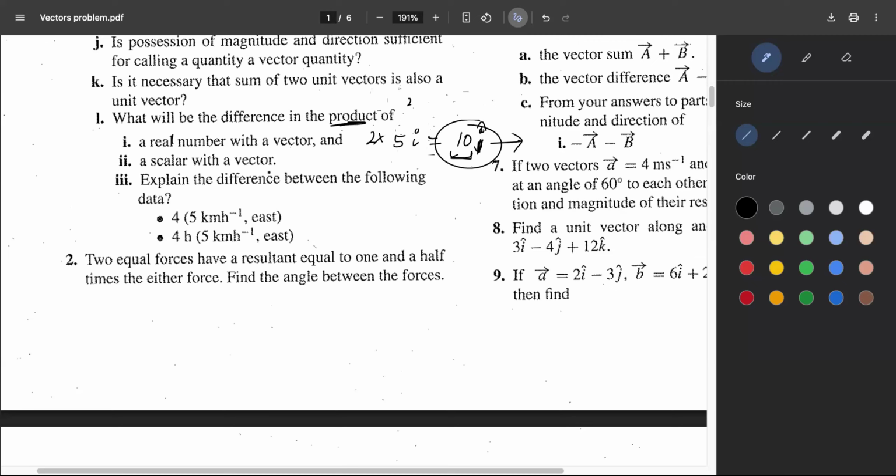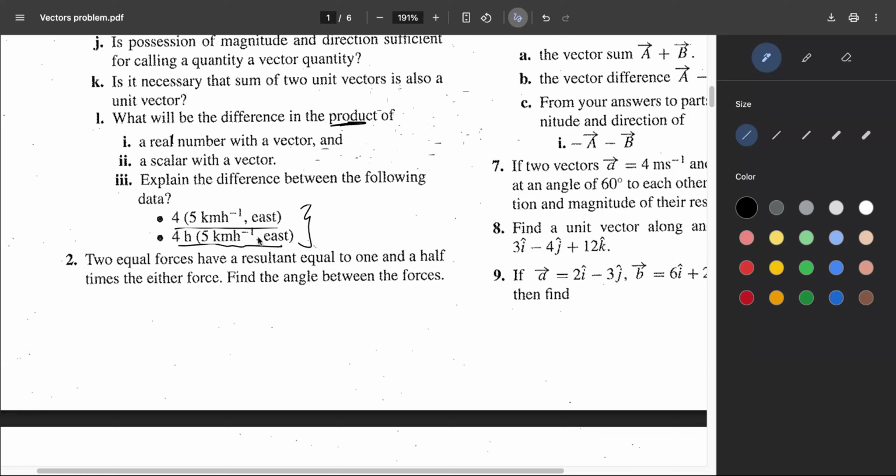Clear? For the scalar with a vector, again the same thing. When I say scalar, I mean I'm just multiplying some magnitude with a vector. Again it just changes the magnitude, nothing else. So we have done these two things. Let's go to the data part. We have to explain the difference between these things.